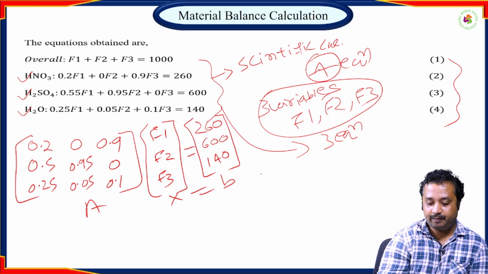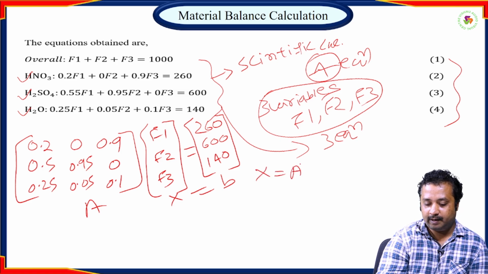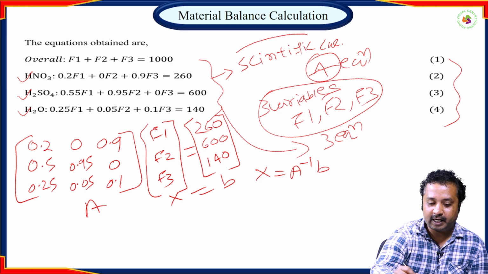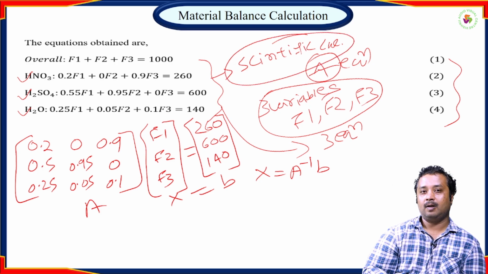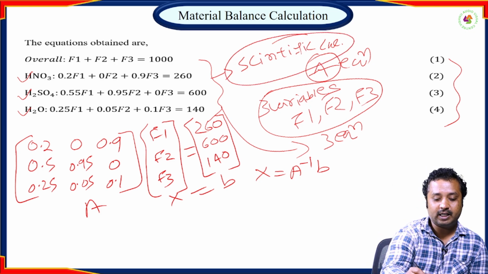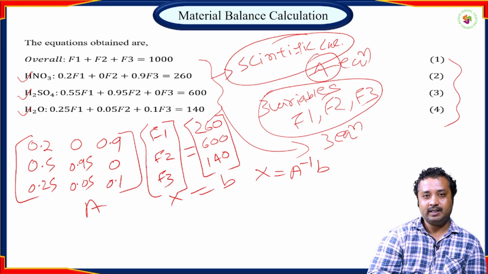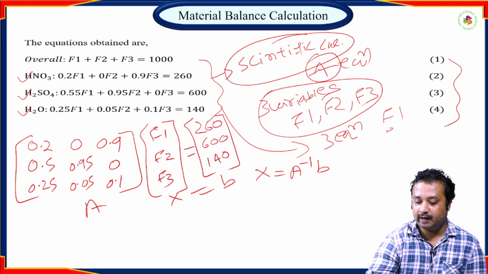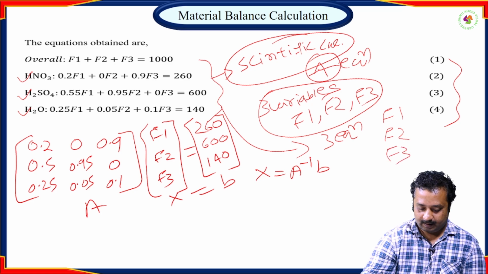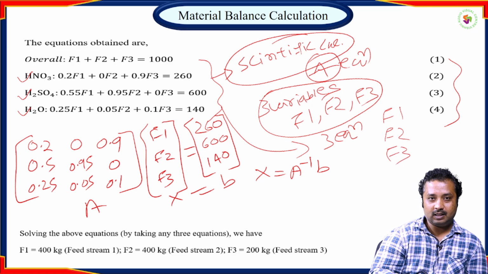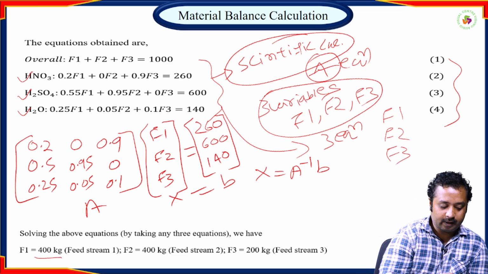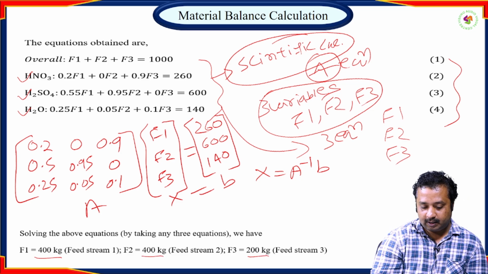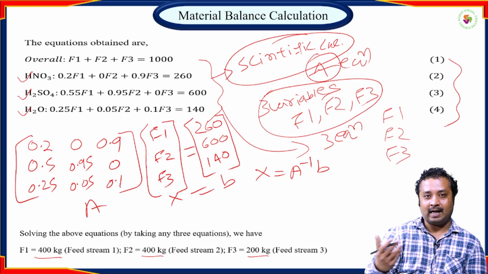Then we can solve it in any form, like X is equal to A inverse B, or any other approach. Better, if a scientific calculator is allowed, the facility is there to solve this type of equation. Very quickly we can calculate and get F1, F2, F3. While solving, F1 will come 400, F2 will come 400 and F3 will come 200. This is our answer.